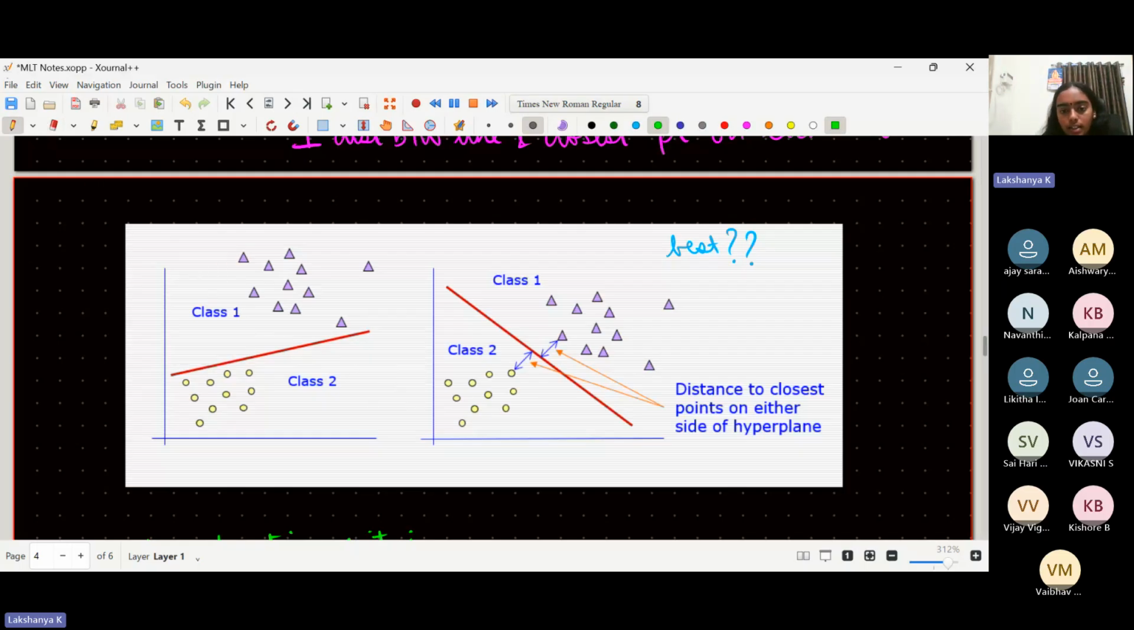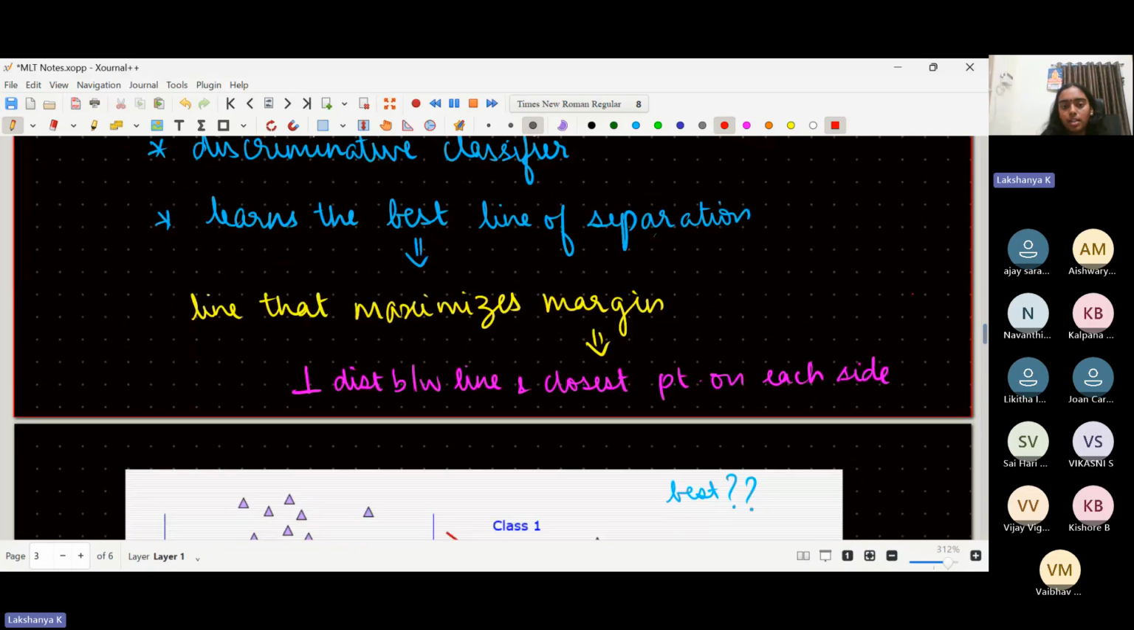Whereas if you take this line, the chances of such a misclassification happening are less, because the perpendicular distance between your line and the closest point on either side is maximized. I'll repeat, the perpendicular distance between your line of separation and the closest point on either side needs to be maximized. That is when we call it the best possible line of separation. The best line of separation is the line which maximizes the margin. Margin being the perpendicular distance between the line and the closest point on either side.